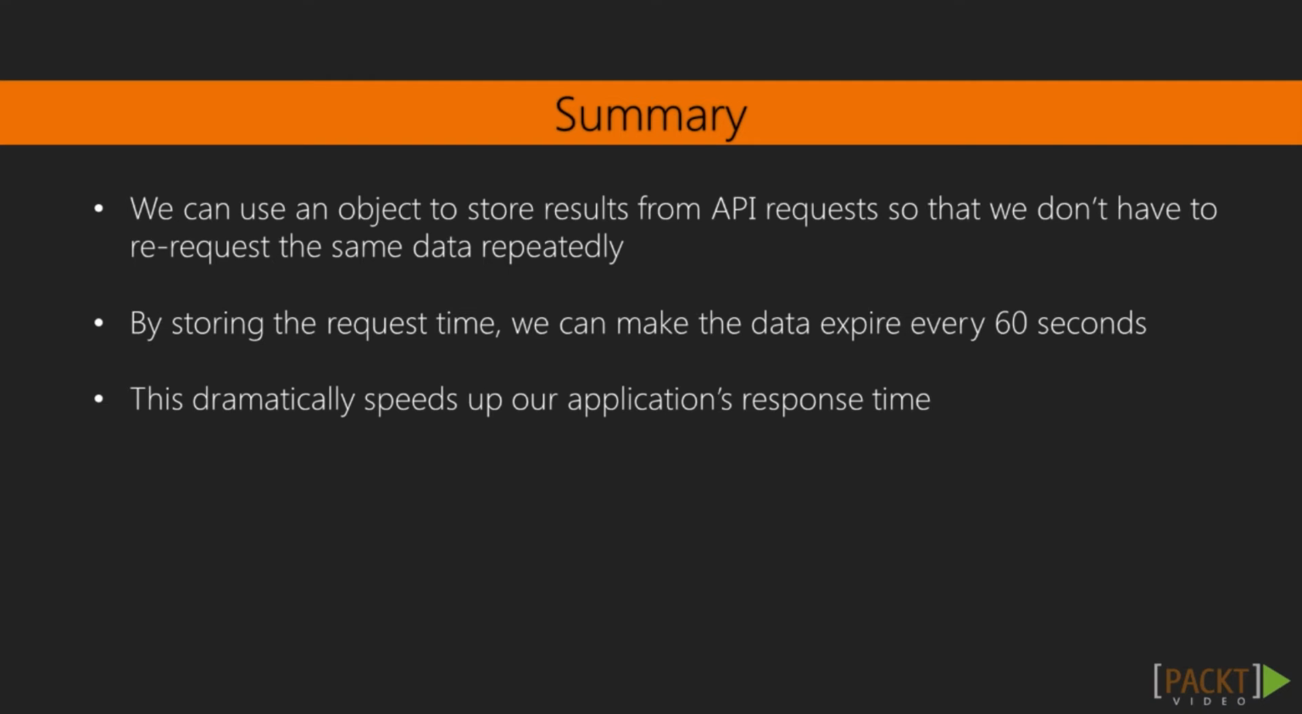Let's recap what we've learned today. We can use an in-memory cache to store results from API requests so that we don't have to re-request the same data repeatedly. By storing the request time, we can make the data expire every 60 seconds, and it dramatically speeds up our application's response time.